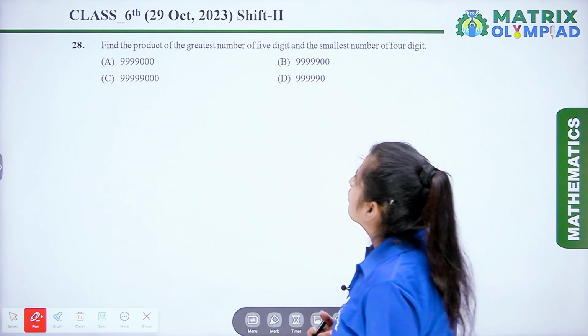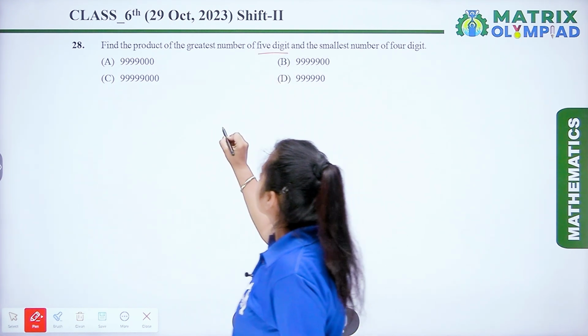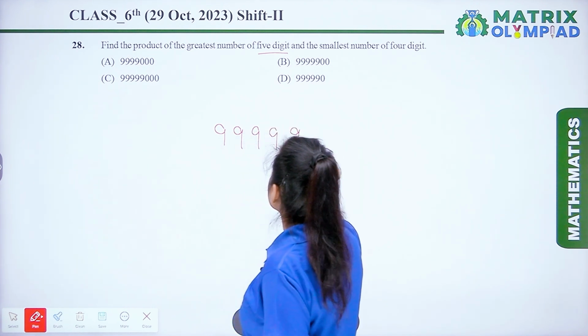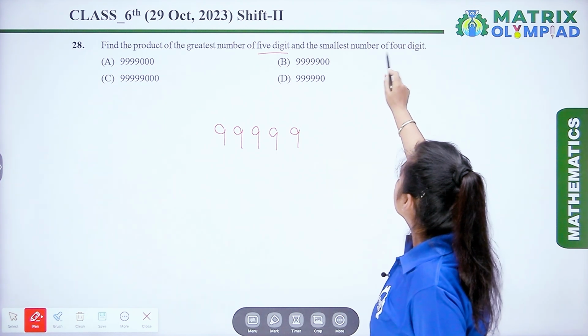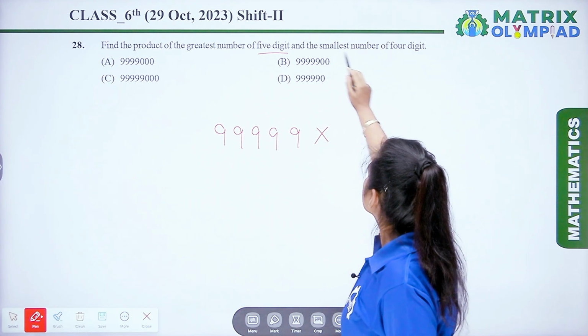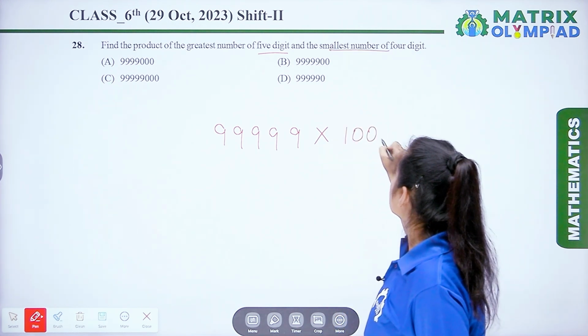Find the product of the greatest number of 5 digit and the smallest number of 4 digit. So the greatest 5 digit number is 99999 and the smallest 4 digit number is 1000. So we have to find the product.